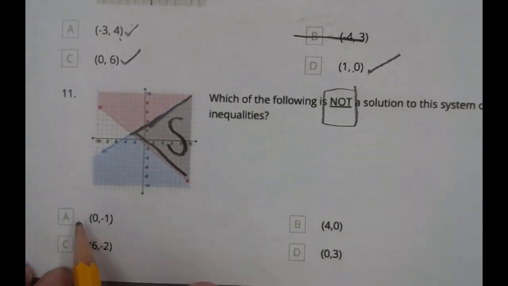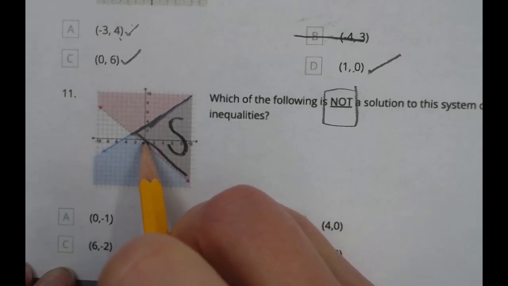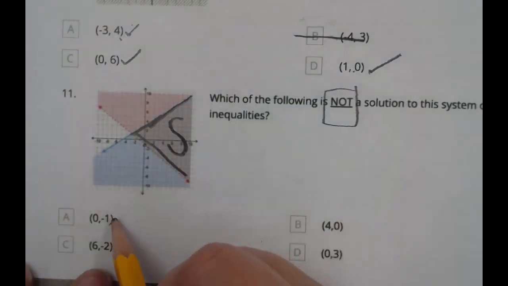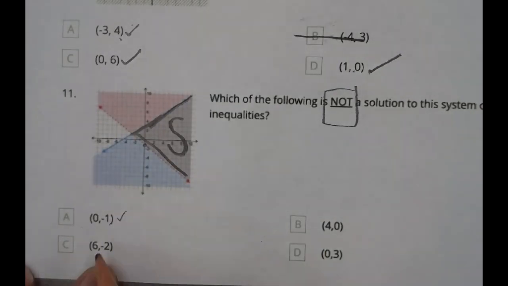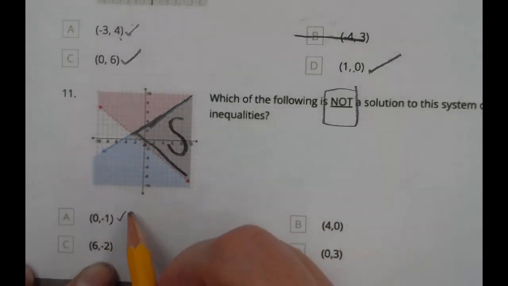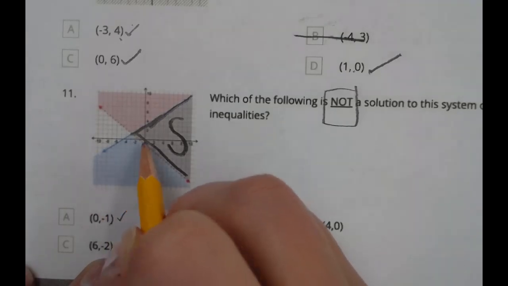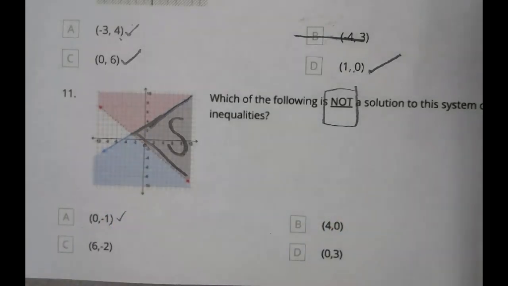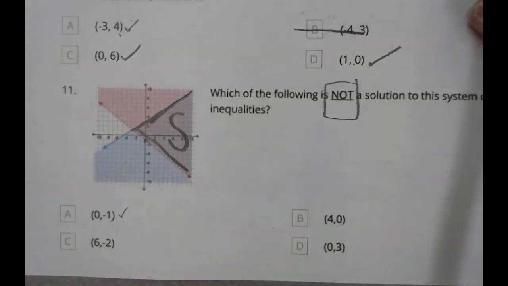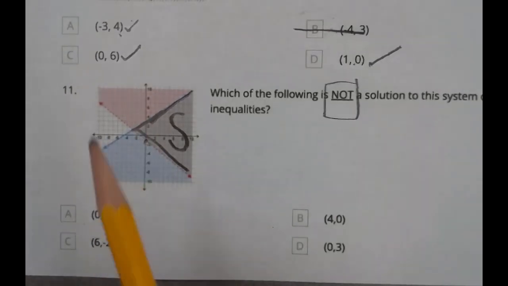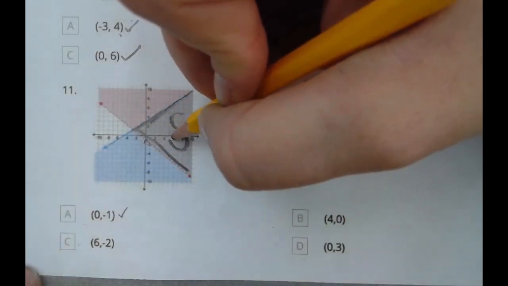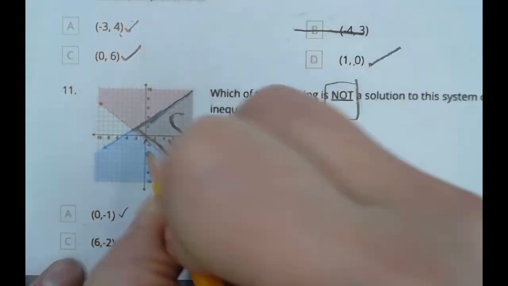So 0, -1: over 0, down 1. Oh, that lies on the dotted line. We'll come back to that. 6, -2. Right? If it lies on the dotted line, it is not a solution. I'm thinking A is going to be our answer. Again, this is a really small graph. Sorry about that. It's a little hard to read, so we're doing the best we can. But 6, -2: there's 4, there's 6. -2 is definitely in the gray.